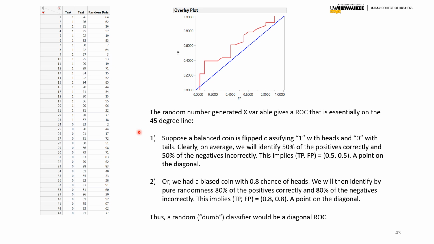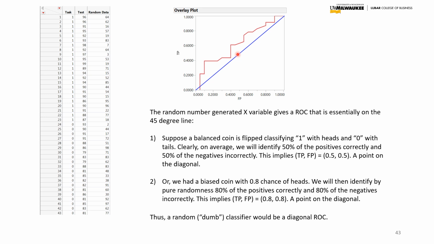So the true positive rate will be 0.5. For the zeros, there's a 50% chance I will classify the zeros as ones. So the false positive rate would be 0.5. The combo of true positive and false positive would be 0.5 and 0.5, which would be a point right on the diagonal. And this is for a bad classifier.